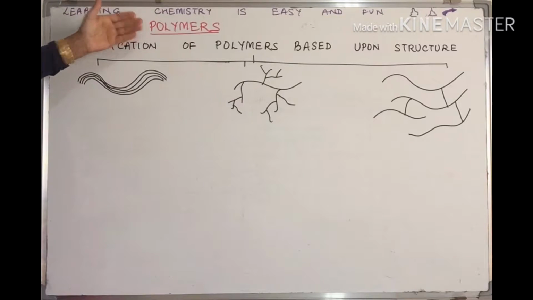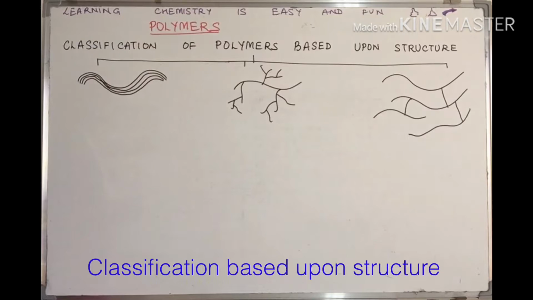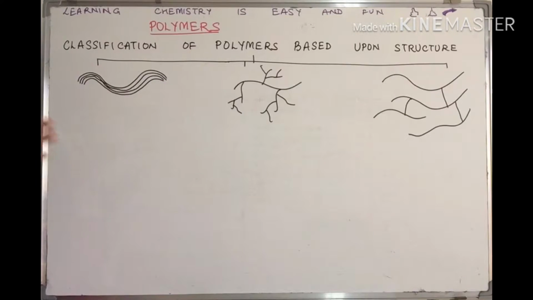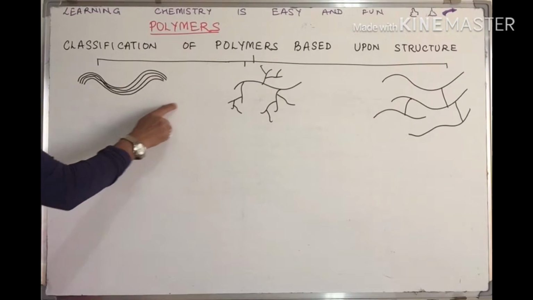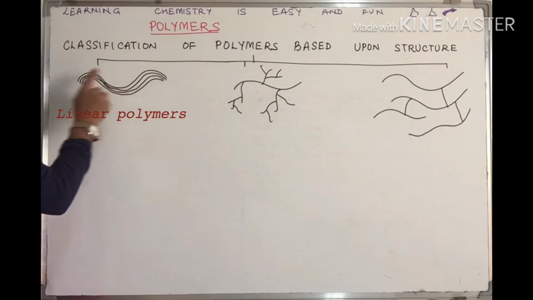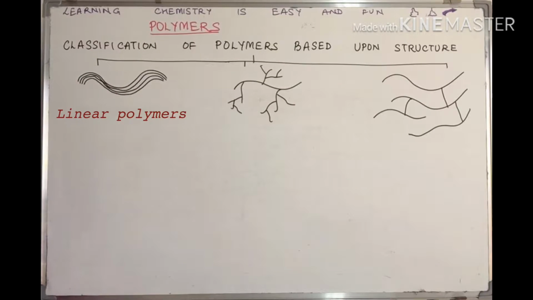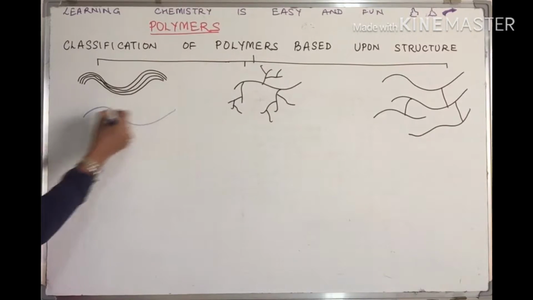Continuing with the topic of polymers, today we are doing classification of polymers based upon structure. In order to do that and to help you recall these points easily, I am depicting the classification in the form of three diagrams over here. So you've got one chain, another chain, third chain. They are nicely stacked over each other, right?